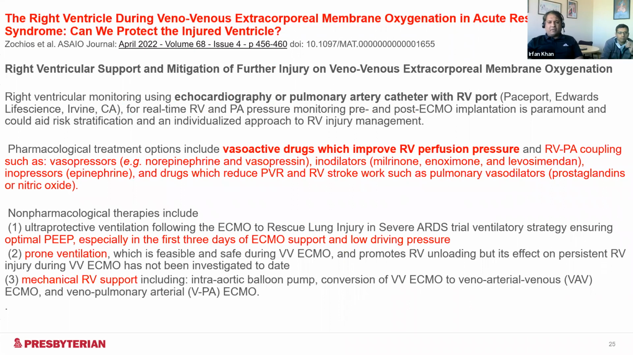Pharmacologically, we manage these patients with some pressors and inotropes. We use milrinone. We use pulmonary vasodilators. We have started transitioning these patients to sildenafil. It seems to have worked well. The other non-pharmacologic therapies obviously are ultra-protective lung ventilation, optimizing the PEEP, prone ventilation, and mechanical RV support, which is one of the big things. Some of these patients, if they show any sign of RV dysfunction, we've transitioned them from femoral cannulation to RV to PA ECMO cannulation with a dual lumen cannula.